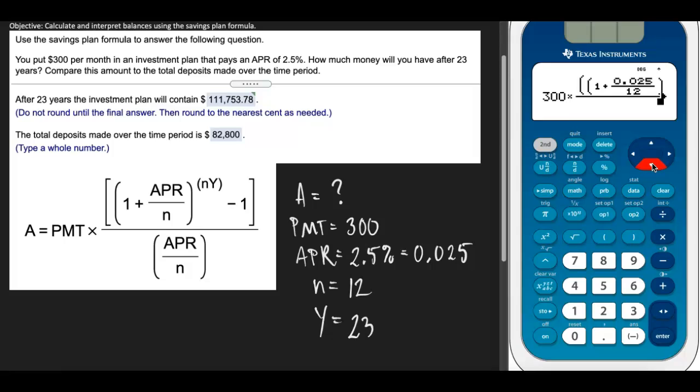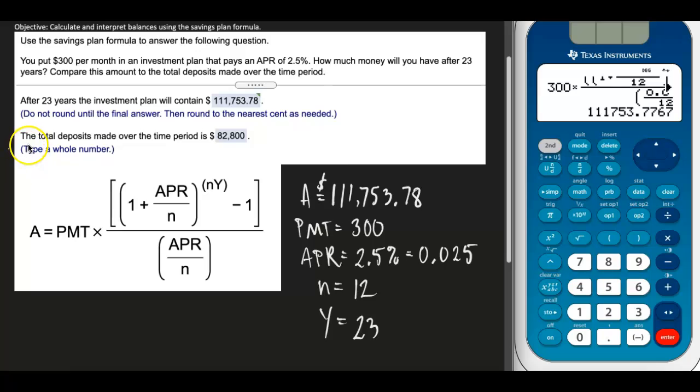And then in the denominator, we have another fraction with the APR over the number of compoundings. And so this is how you see we arrive at the total amount in the account over 23 years is roughly $111,000.